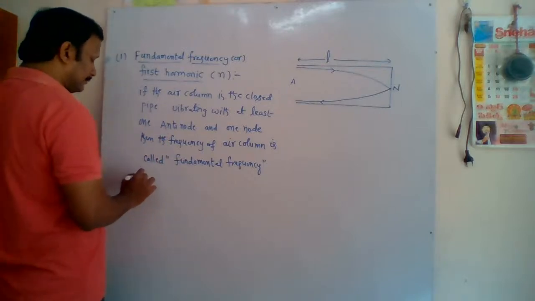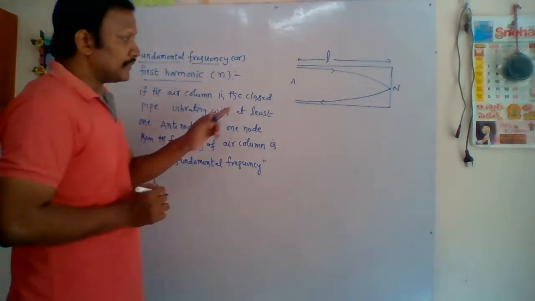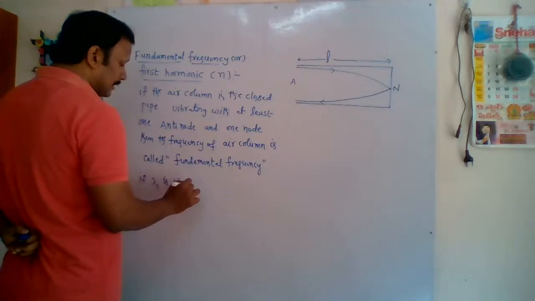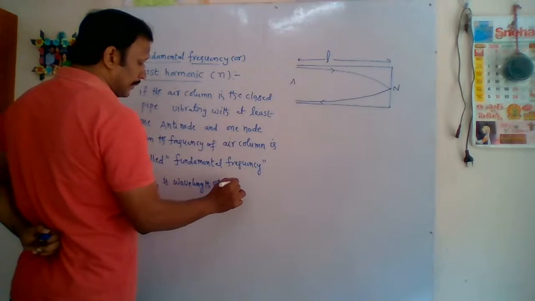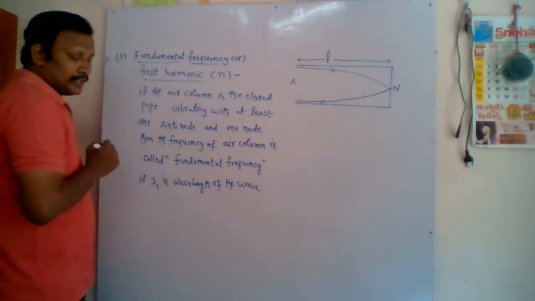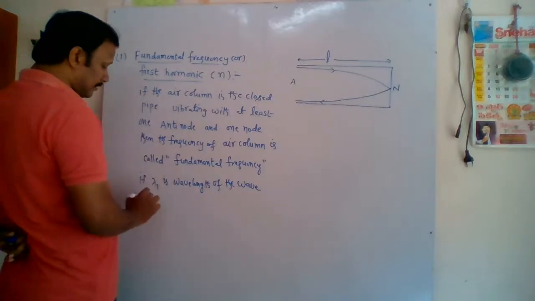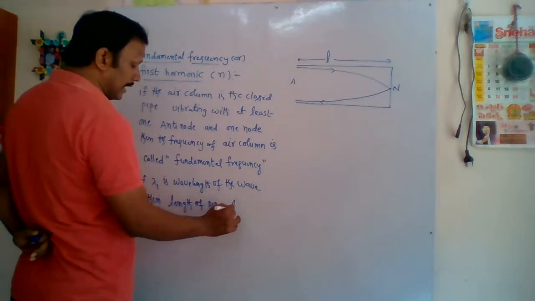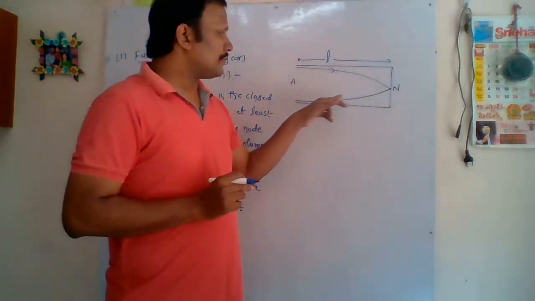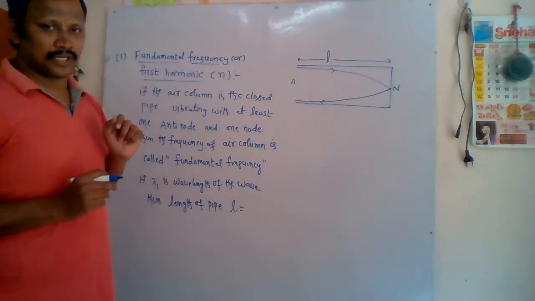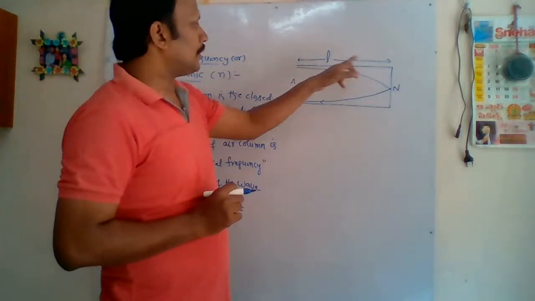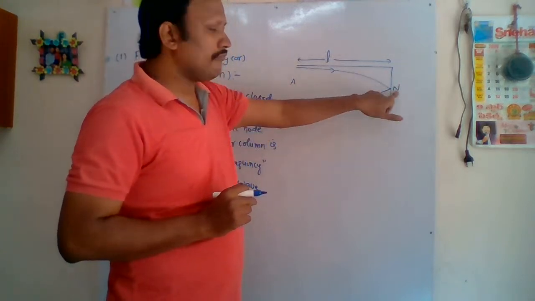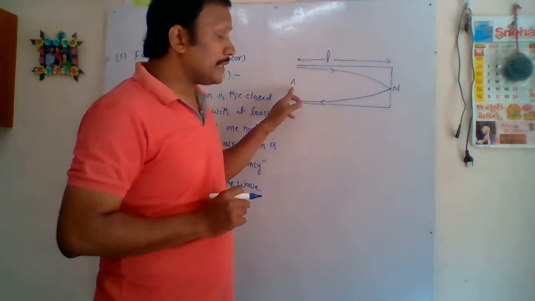Now suppose lambda 1 is the wavelength of the wave in the fundamental mode. Then the length of the pipe L is equal to what? Stationary waves are formed. From here to here, antinode is here and node is here. So the length of the pipe L is equal to the distance between antinode and node. So the antinode to node distance is what?